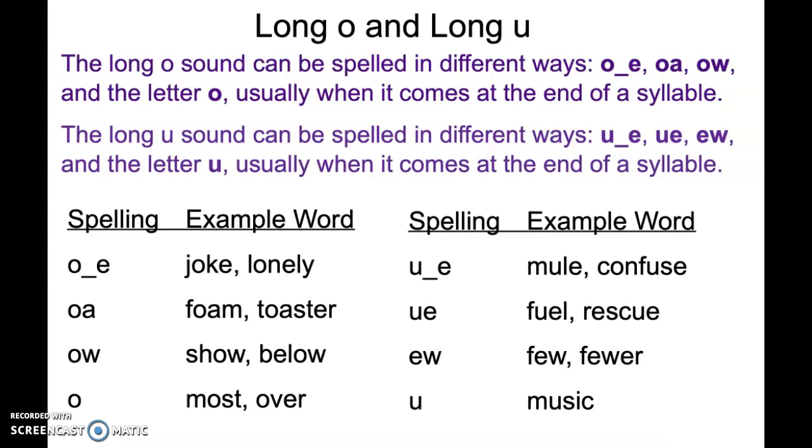All right, fluent readers, we are going to talk about the long O and long U today. The long O sound can be spelled in different ways: O consonant E, O-A, O-W, and the letter O, usually when it comes at the end of a syllable. The long U sound can be spelled in different ways: U consonant E, U-E together, E-W, and the letter U, usually when it comes at the end of a syllable. We'll talk about the end of the syllable part again.